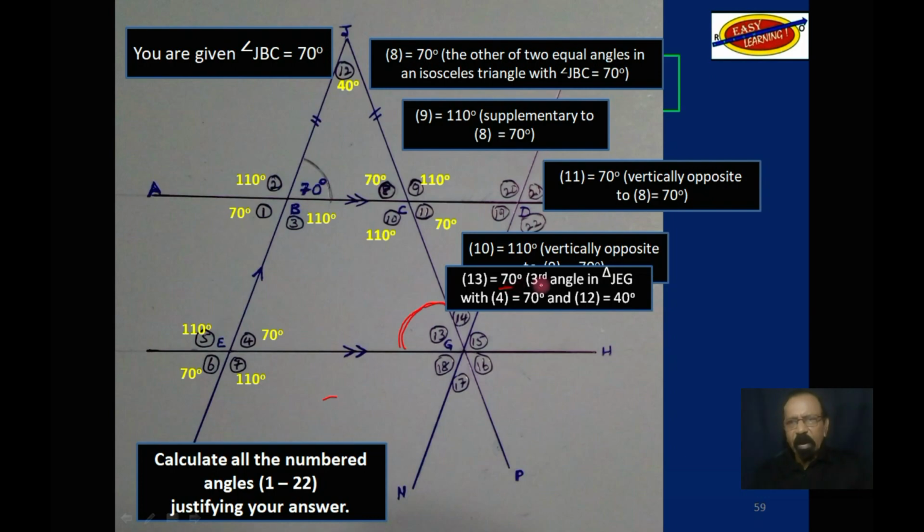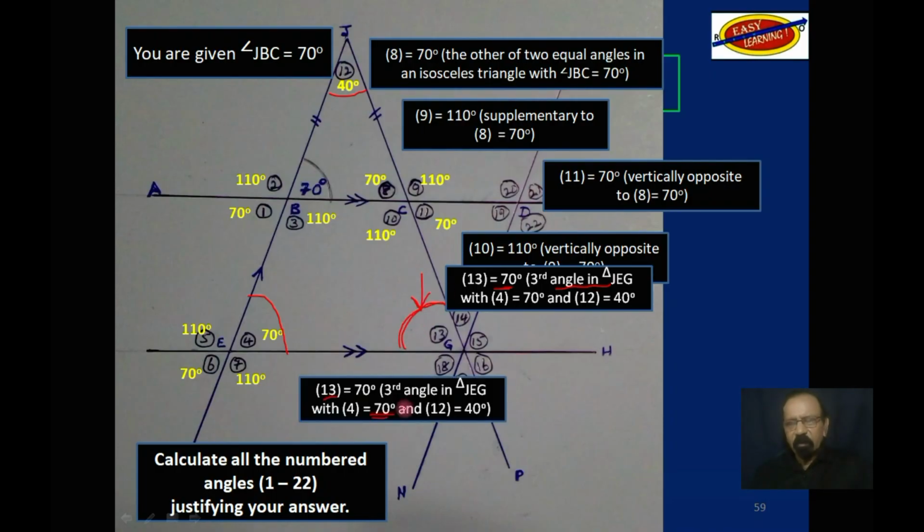13 is 70 degrees. Why? It's the third angle in this triangle you see here, that big triangle coming down from there to over there to there. You know that is 40. You know this is 70. And in any case, it is also one of the equal angles in an isosceles triangle. So for various reasons, this here is 70. This is another reason why this is 70.